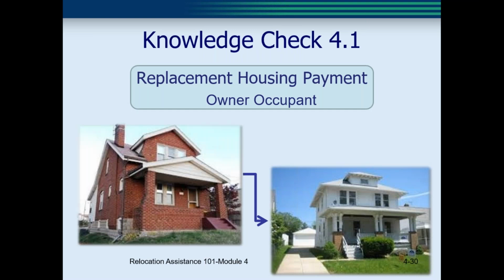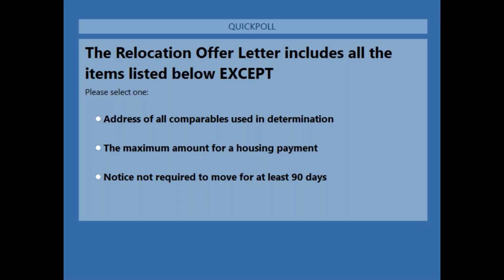Okay, we're going to do our first knowledge check. Okay, and the question is, question number 1, the relocation offer letter includes all the items listed below except: the address of all the comparables used in the determination, the maximum amount of the housing payment, a notice of not required to move for at least 90 days.